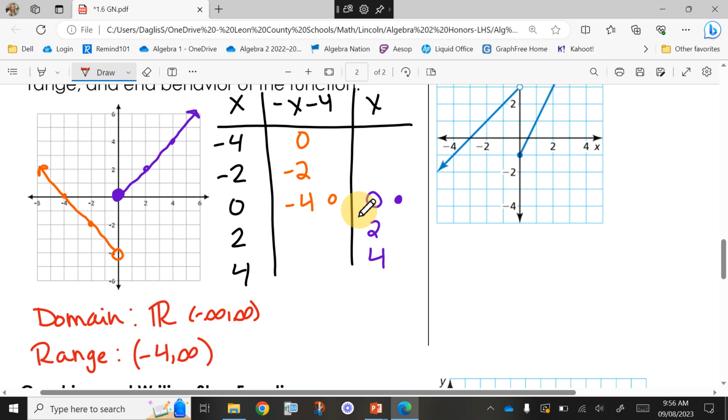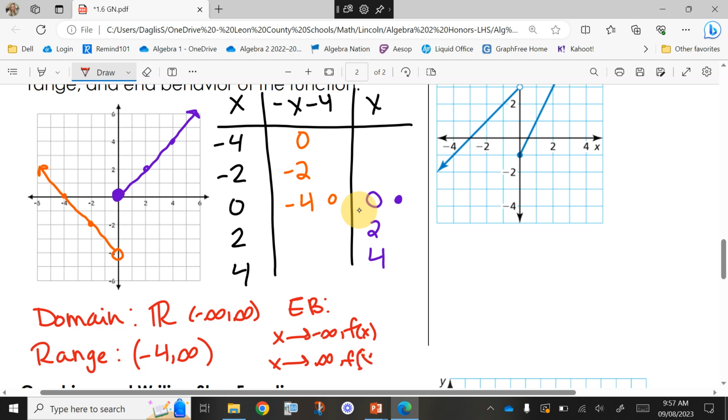So the center of the graph is the y value? Not always. It's just the lowest point. Yeah, we're looking at the lowest point and the highest point. And then the last thing it asks me is for end behavior. So there were 2 pieces, right? We have the left side and we have the right side.